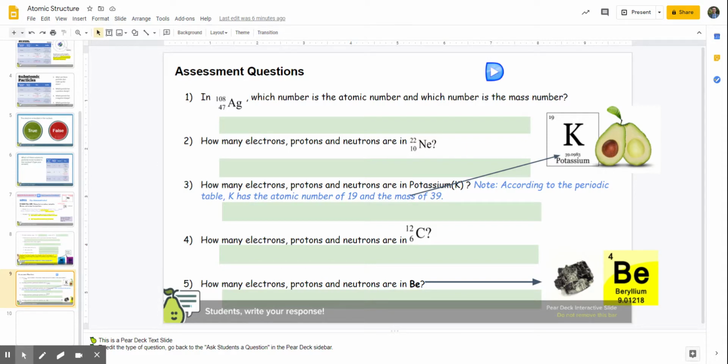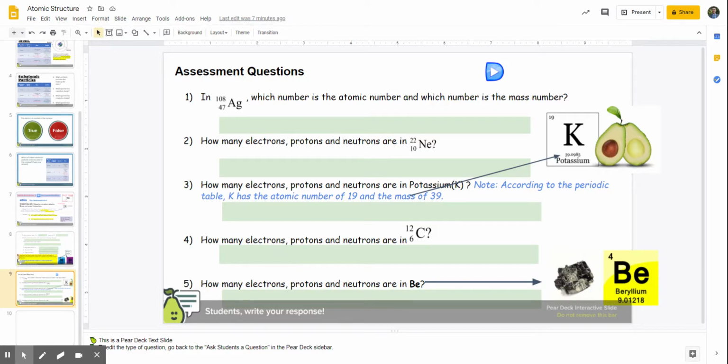Neutrons. How do we find the neutrons? Well, in the nucleus, that's where most of the mass is. So 22 minus 10 would be 12. So we take the mass, subtract the number of protons, and we get the number of neutrons. So in neon we have 10 electrons, 10 protons, and 12 neutrons.